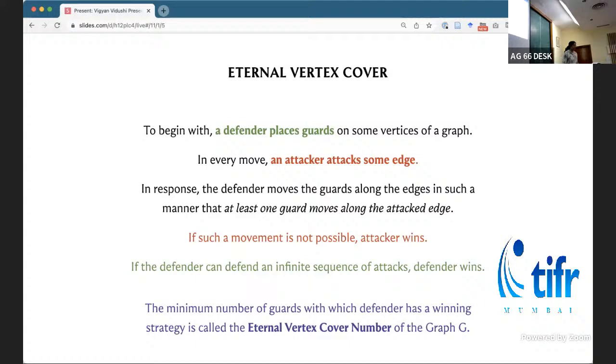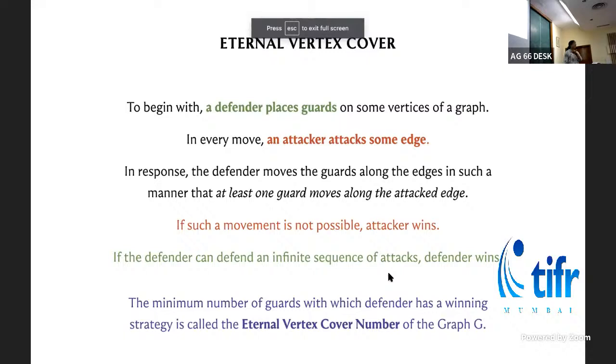For good reason, this is called the eternal vertex cover problem. If you know what a vertex cover is, you probably realize that the positions of the guards have to form a vertex cover. A vertex cover is essentially a subset of vertices which cover all the edges, so every edge has at least one of its endpoints in the vertex cover, which is exactly what you want here, because you want every attack to be defensible. So this is vertex cover on steroids. You have to start with a vertex cover, and then morph it into another one in response to an attack, and you have to keep going.